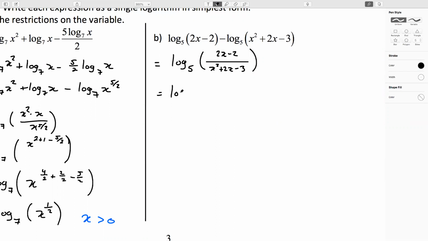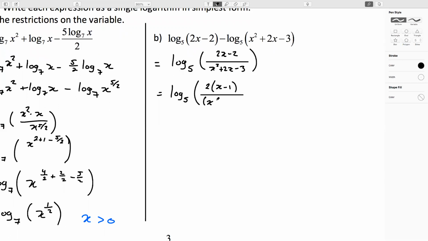This equals log base 5. I'm going to pull a 2 out of the numerator, so 2 and then (x - 1). In my denominator, I need 2 numbers that multiply to minus 3, but add to plus 2. Minus 3 and positive 1 would fit the bill.